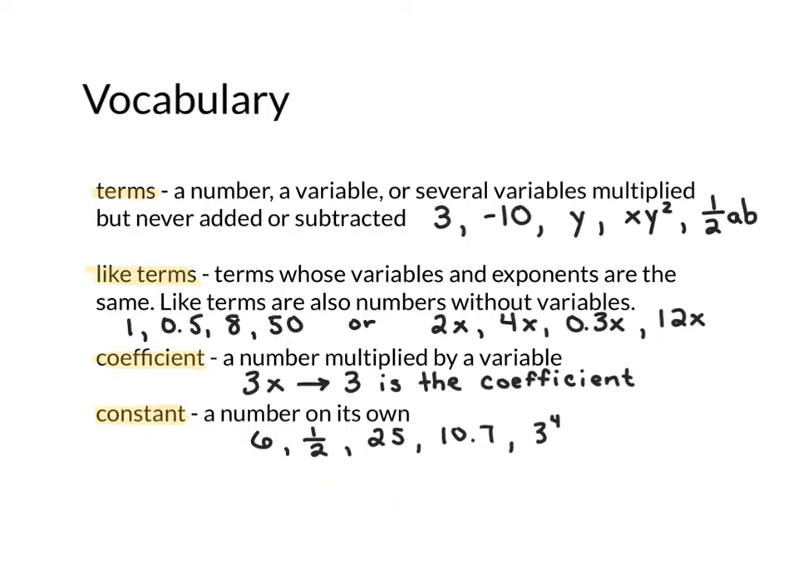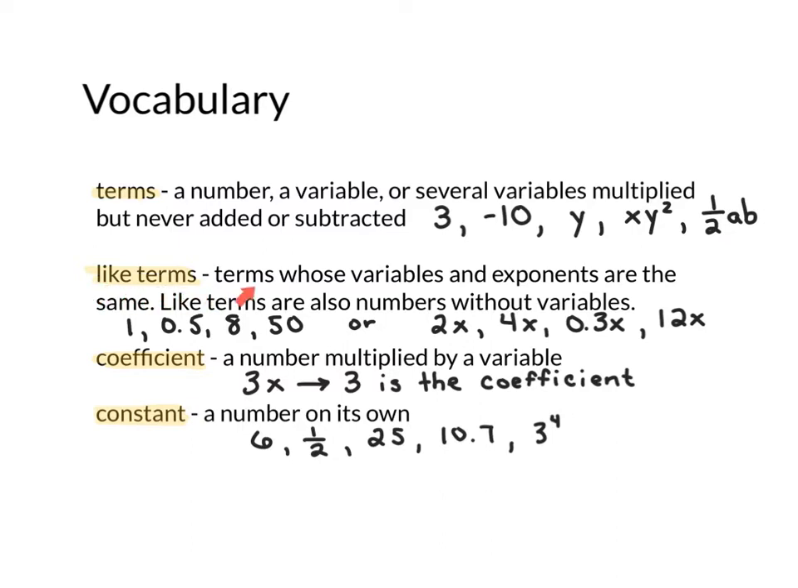Now let's review vocabulary. Terms. A term is a number, a variable, or several variables that are multiplied but never added or subtracted. Here are some examples. Numbers like 3 and -10 are terms. A single variable like y, or variables that are multiplied together like x times y squared. You could have a coefficient like 1/2 that is multiplied by variables, and that is also a term.